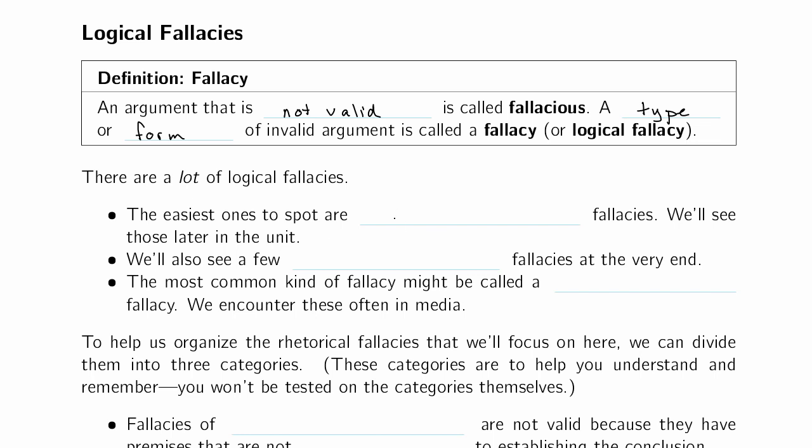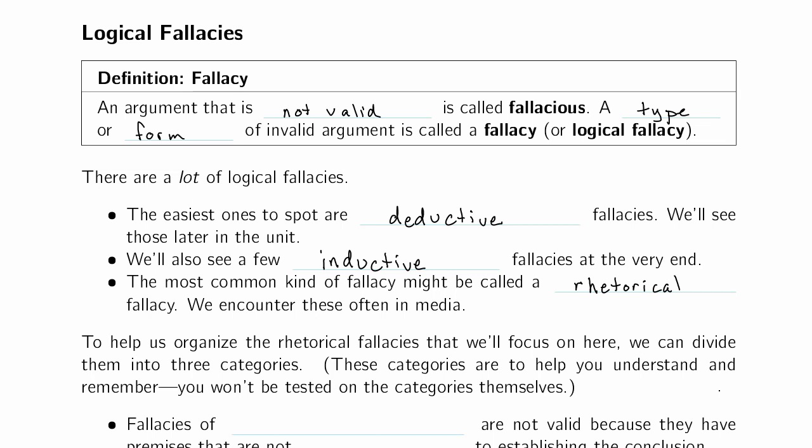The easiest ones to spot in a lot of ways are deductive fallacies. By the end of this unit, you will be able to pin down and capture any deductive fallacy that you encounter. We're also going to see just a few inductive fallacies at the very end of the unit, which will raise some questions that will lead us into our discussion of statistics. But there are also some fallacies where you can't even really pin down the reasoning as deductive or inductive because they're just kind of talking in circles. We call these rhetorical fallacies. And that's what we're going to talk about right now.